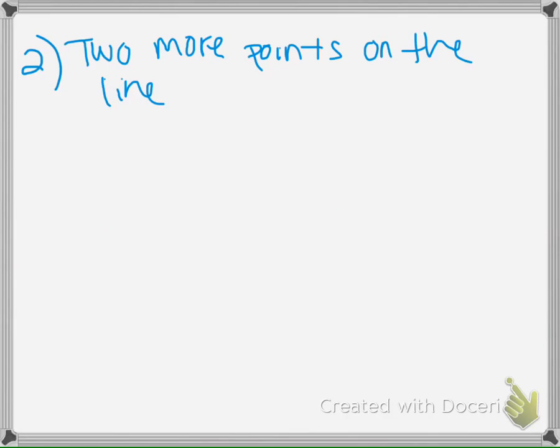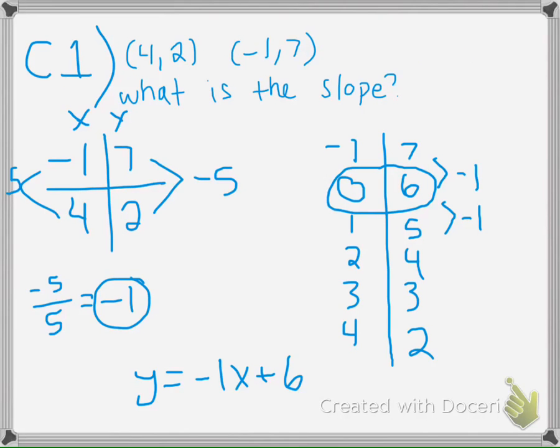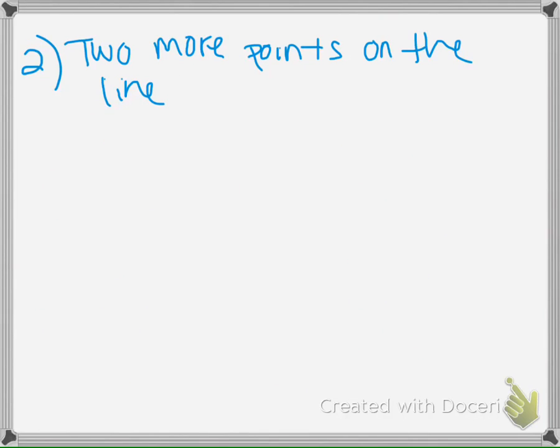Okay, C2 asks to find 2 or more points on the line. I'm going to show you several ways to do that. One way would be, like I already did, the table. So these are all points that fall on the line. 0, 6 fall on the line, 1, 5 fall on the line, 2, 4, 3, 3, 4, 2, then it would be 5, 1, 6, 0, and so on. Those will all fall on the line, but we can also use the equation.